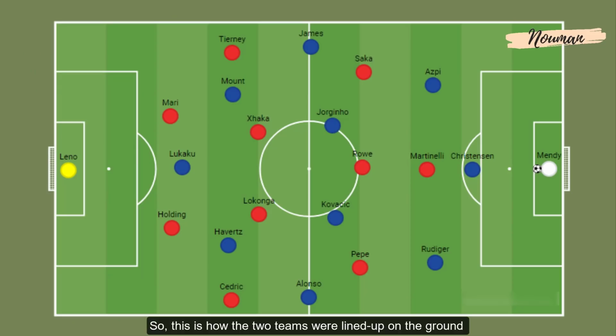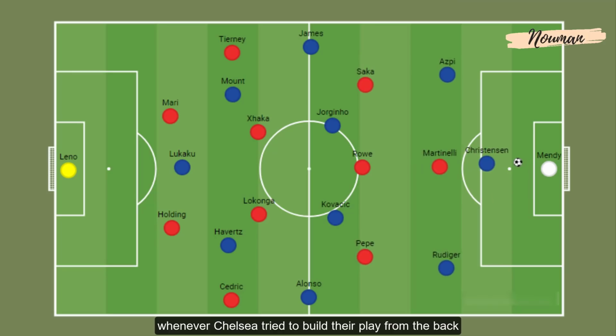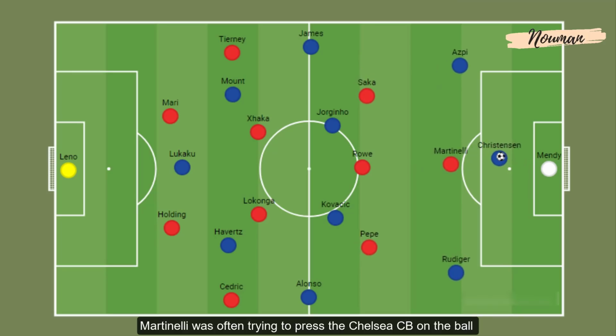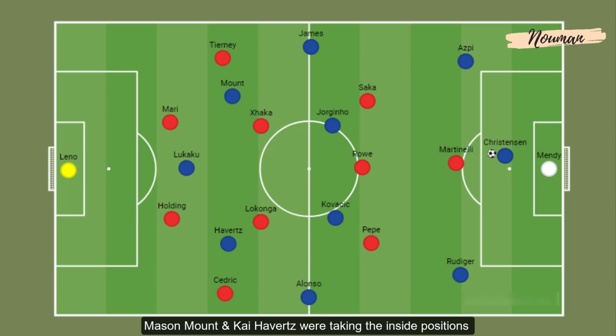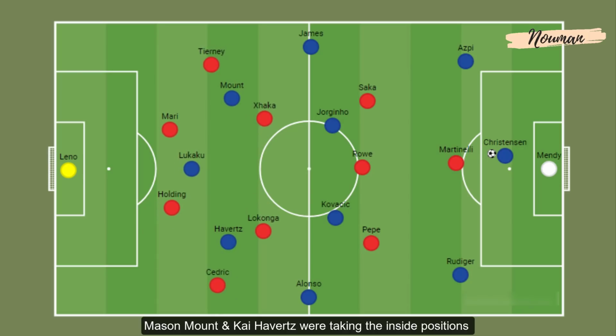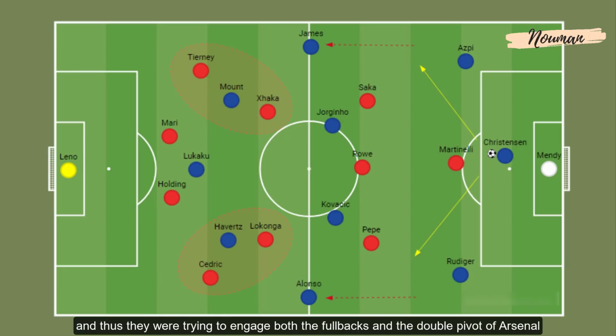So this is how the two teams were lined up on the ground whenever Chelsea tried to build their play from the back. Martinelli was often trying to press the Chelsea centre-back on the ball, while Pepe and Saka would try to move closer to Smith Rowe to help him against the double pivot of Chelsea. Mason Mount and Kai Havertz were taking the inside positions, and thus they were trying to engage both the fullbacks and the double pivot of Arsenal.